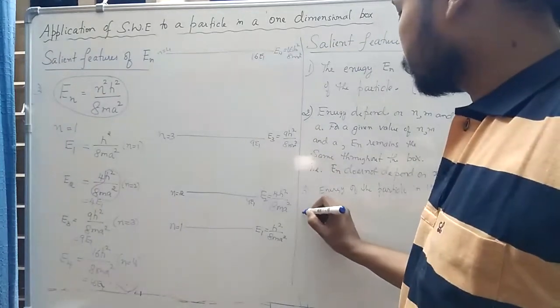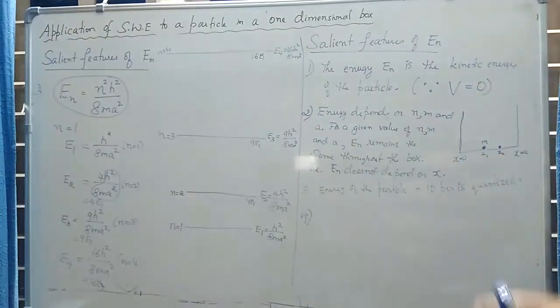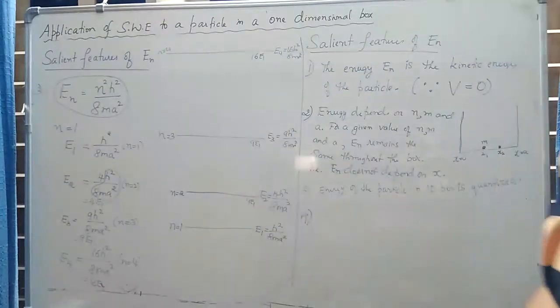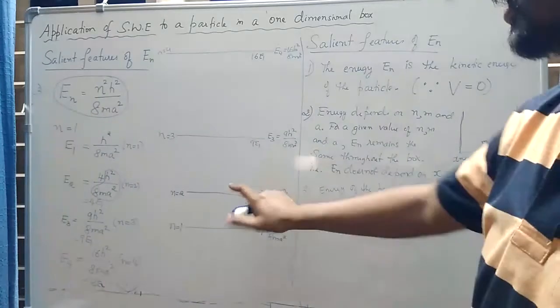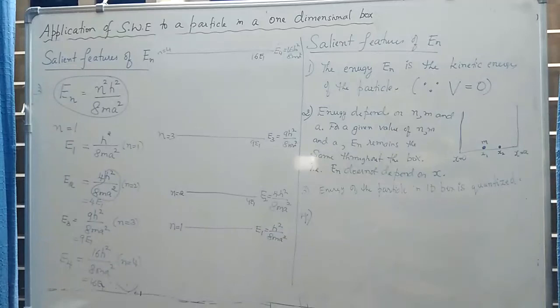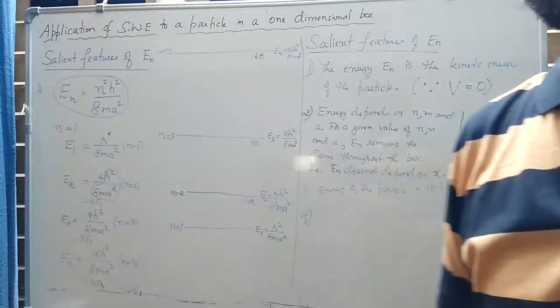Another important observation that we can make from this diagram is the spacing between the energy levels. I will call it the energy gap. So what do you mean by energy gap? It is the difference in the energy of two successive energy levels. You can call it either the spacing of energy levels or the energy gap.